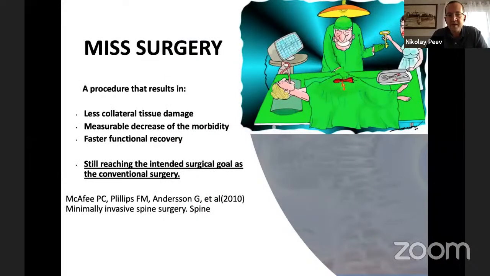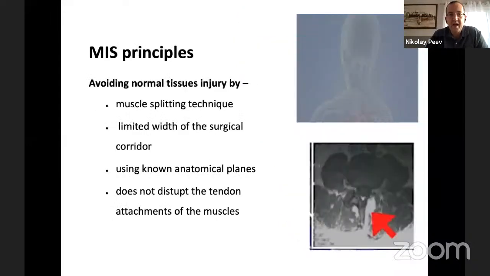I'm going to give you a simple definition of minimal invasive surgery. That's a procedure that results in less collateral tissue damage, measurable decrease of morbidity, faster functional recovery, and still achieving the goals of the conventional surgery. This is a definition that was given by McAfee in 2010, but I still think this is a valid one. I like to start with that.